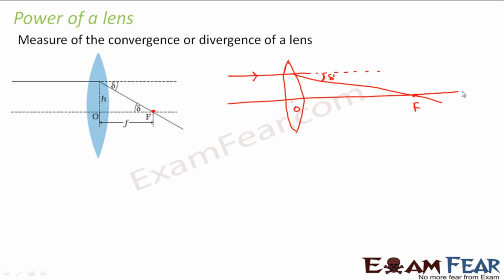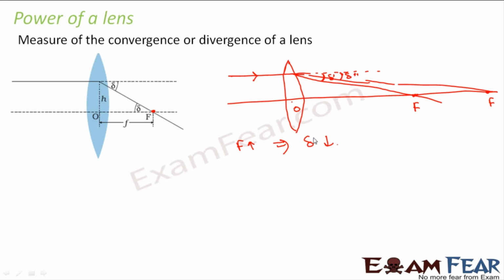Similarly, if this F would have been even farther away, this ray would have bent somewhat like this, right? So your delta would have further decreased to some delta double dash. That means as the focal length of the lens increases, the angle by which it converges decreases. As focal length increases, delta decreases. So as the focal length increases, the degree of convergence decreases.